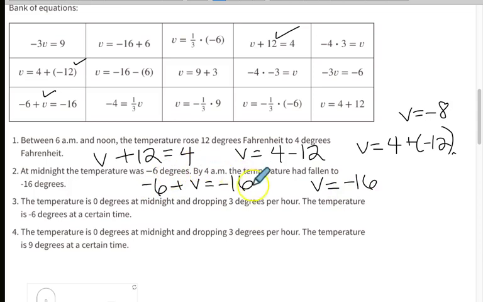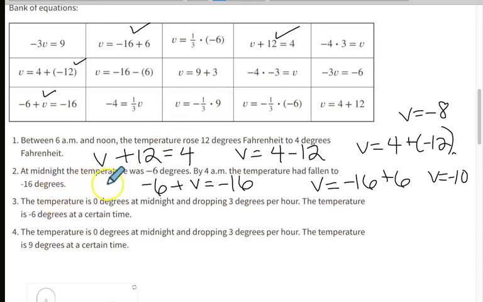And if I want to put this over here, if it's a negative, it is now plus. So negative 16 plus 6 is here. So what does V equal? That means that it is negative 10. It represents the change in temperature between midnight and 4 a.m. And that's what happened.